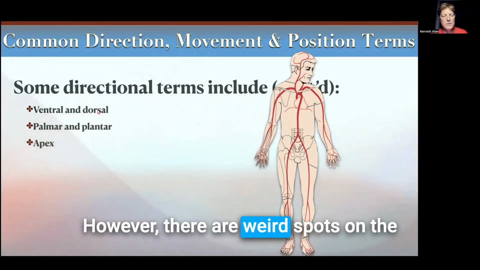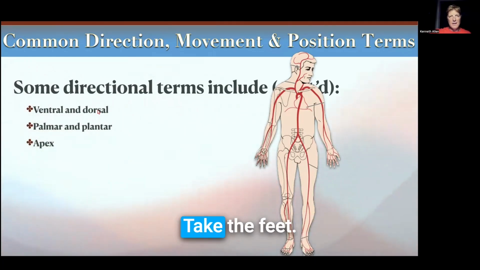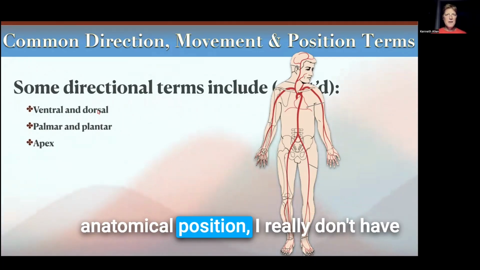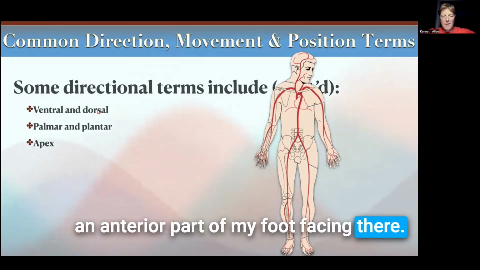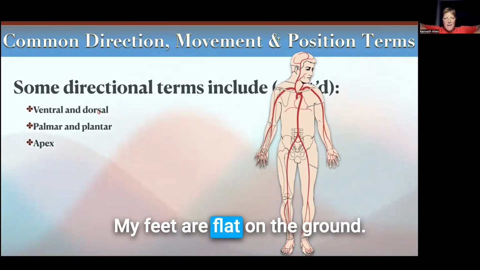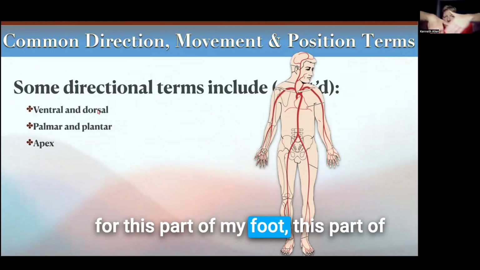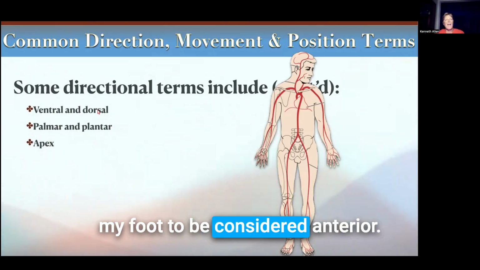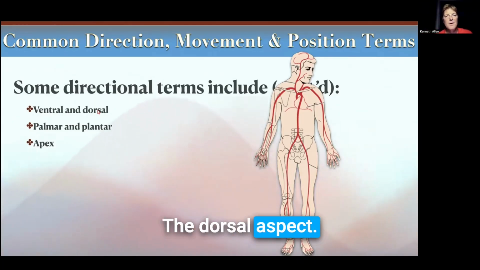However, there are weird spots on the body that you can't really do that with. Take the feet, for example. If I'm standing there in the anatomical position, I really don't have an anterior part of my foot facing there. My feet are flat on the ground. They'd have to be that way in order for this part of my foot to be considered anterior. Hence, we call that aspect of my foot the dorsal aspect.